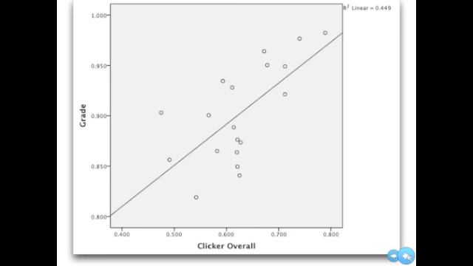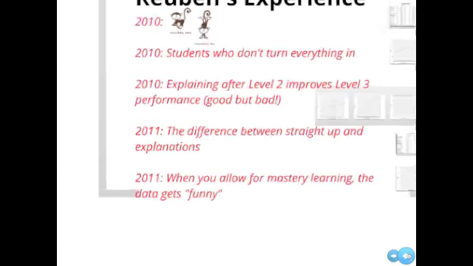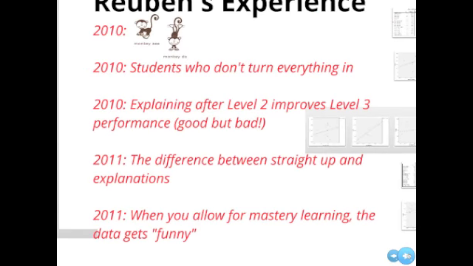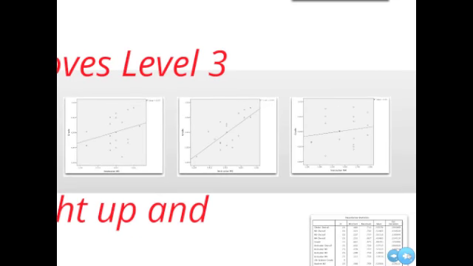Okay. So the next thing I learned is that when I talked before about explaining after level 2, it improves the level 3. And that has its strengths and weaknesses. It's good because I think the students are learning better. Here's 3 graphs, and the left one is the level 2 question, the middle one's the level 3, and the last one's the level 4. And you can see the level 3 one is looking good. This is one of the times when I did the explanation in between the questions.